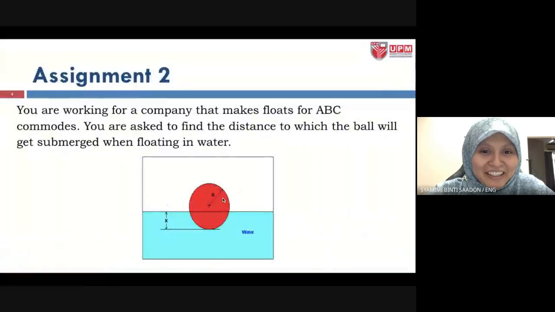Okay, so second assignment, you are working for a company that makes floats for ABC Commerce. Commerce is actually a toilet flush. You are asked to find the distance to which the ball will get submerged when floating in water. Submerged, tenggelam, drown, in the water. So you have to find the distance x which the ball will get submerged in the water.